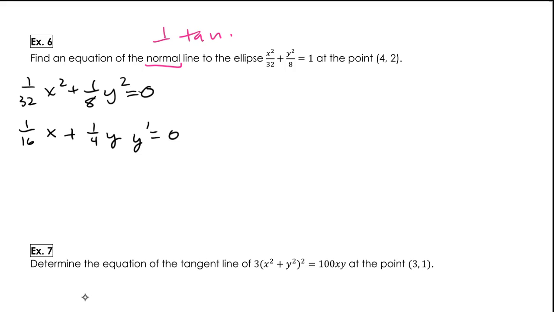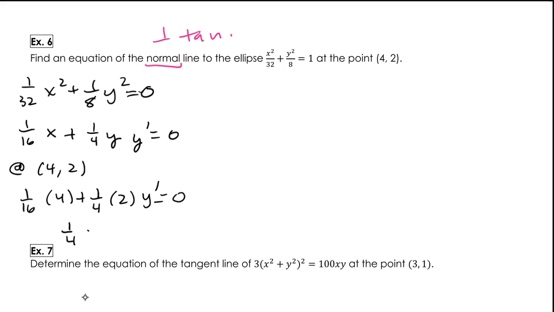I'm going to start using y prime now. Remember, we don't want the derivative in general, so we're not going to isolate y prime. We want it at the point (4, 2). So go ahead and replace x with 4, replace y with 2. So now I'm going to have 1/4 plus 1/2 y prime.